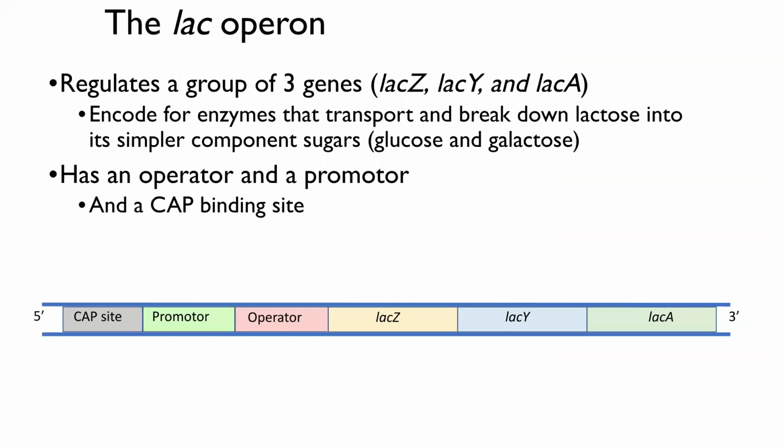Now, the lac operon regulates a group of 3 genes: lacZ, lacY, and lacA. So we have Z, Y, A. And these encode for enzymes that transport and break down lactose into smaller components, which include glucose and galactose. And this also has an operator here, a promoter, and what we call a CAP binding site.